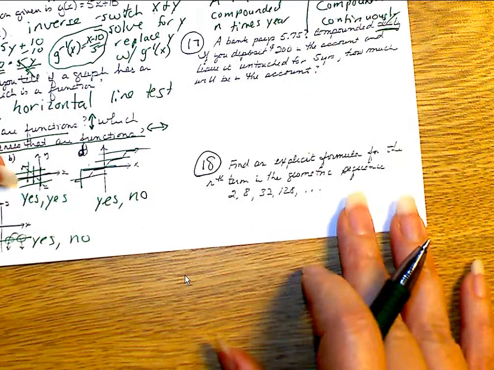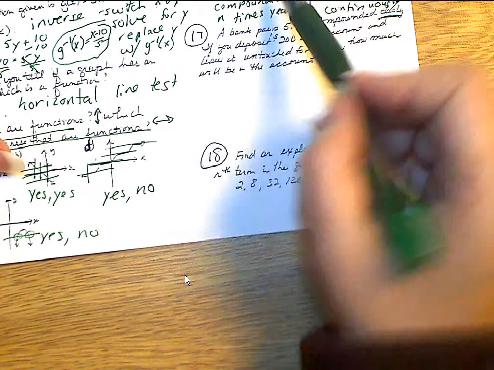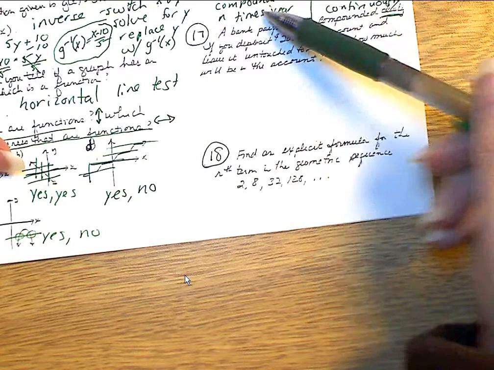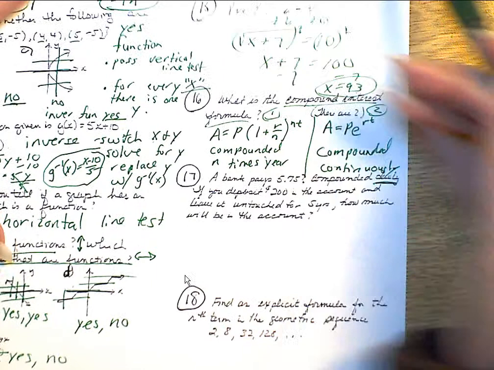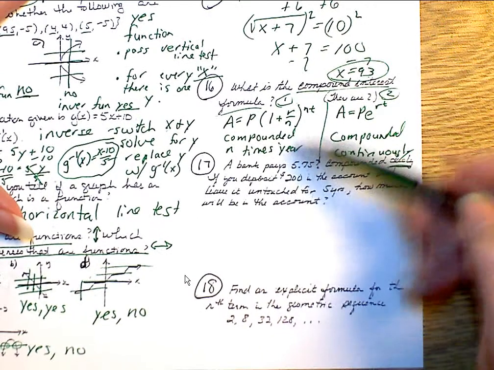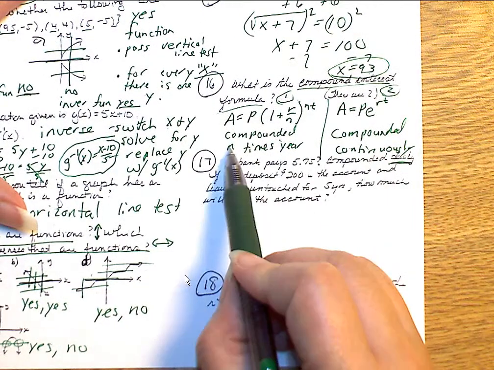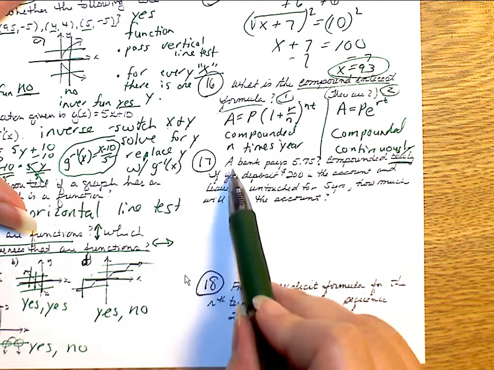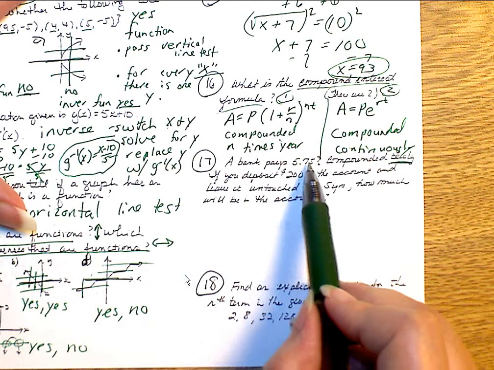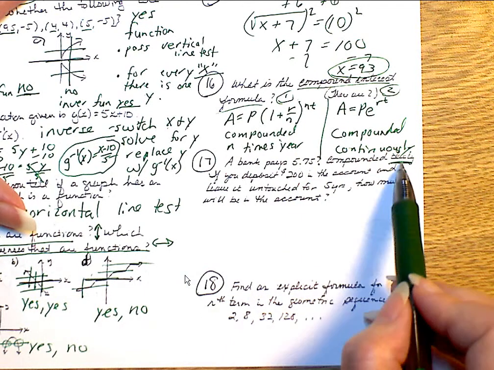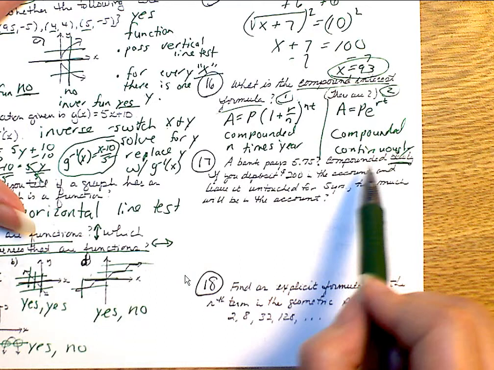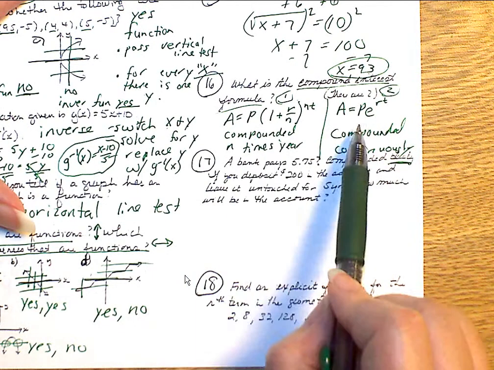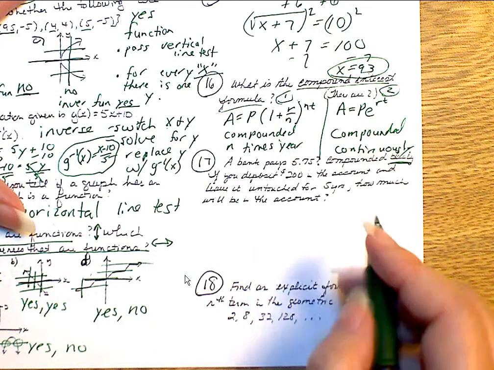Alright, remember that we have two formulas, and if I were you, I'd make sure, if you do not already have them on your formula sheet, that you put those on. Your first formula for compounded, it was if it was n times a year, and the second is compounded continuously. Number 17, it says a bank pays 5.75% compounded daily. So first of all, since it says compounded daily, are we using formula number 1 or formula number 2? Number 1 is right. So we're going to use this one.